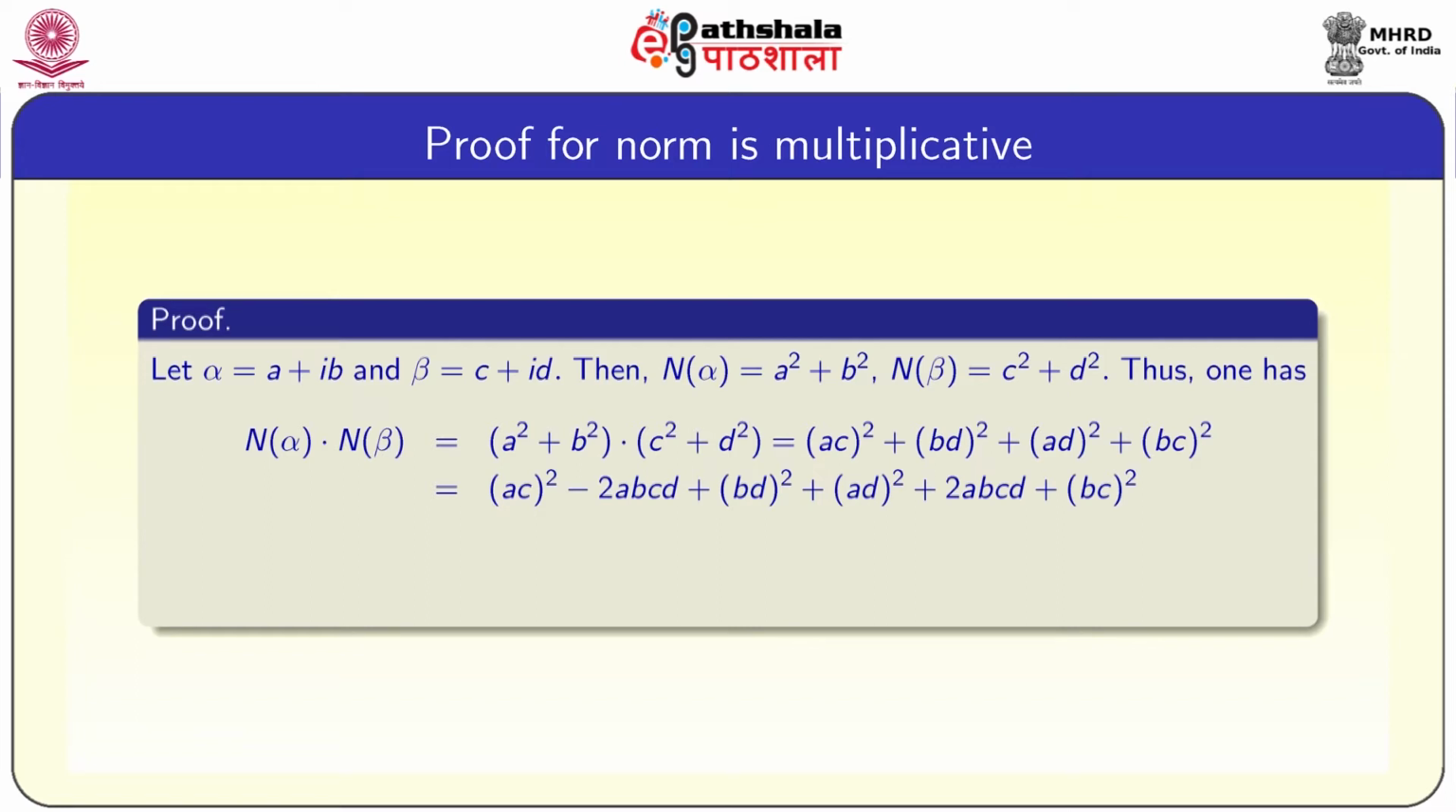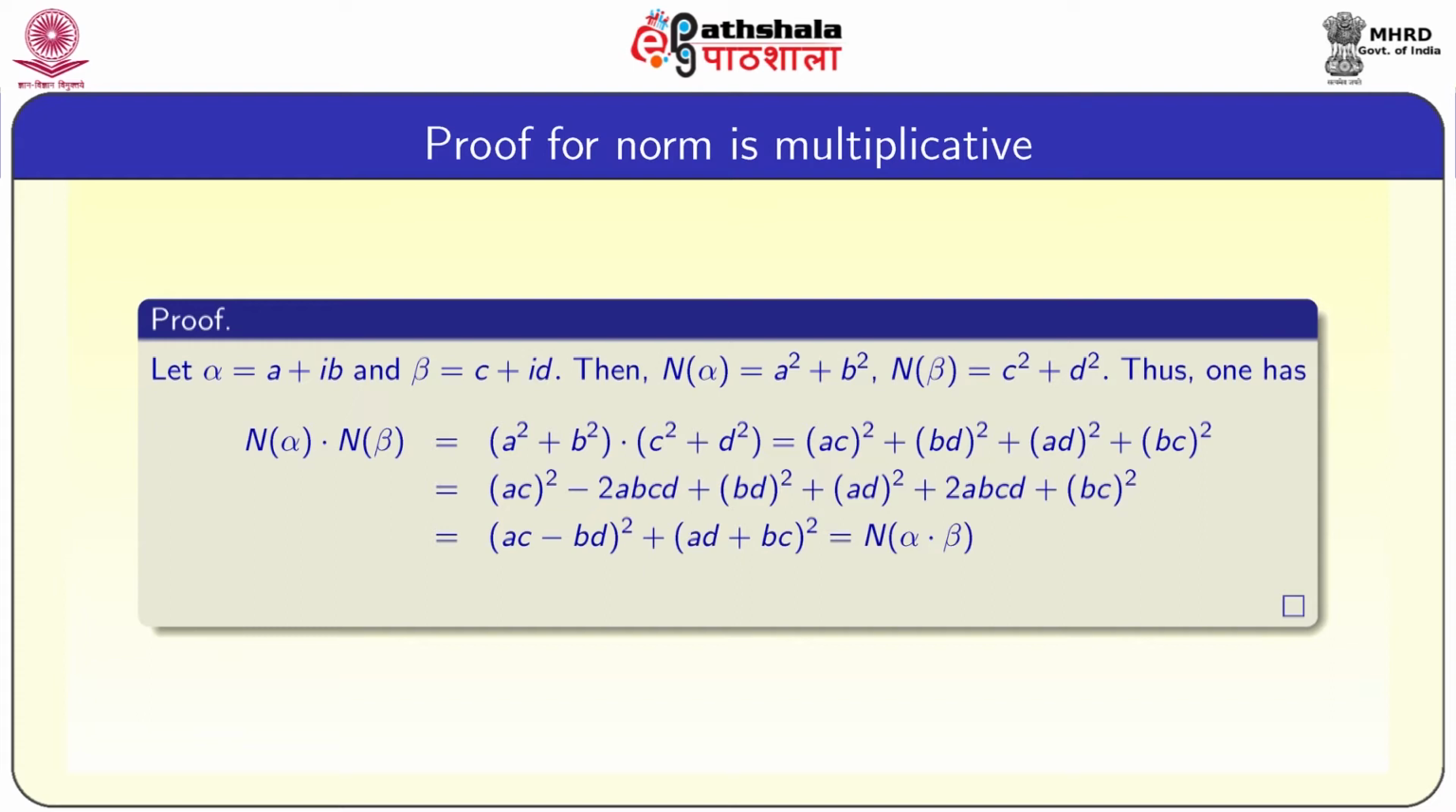By arranging in such a way that ac square minus 2abcd plus bd square plus ad square plus 2abcd plus bc square, we can see that the first 3 terms come out to be (ac minus bd) whole square, and the last 3 terms turn out to be (ad plus bc) whole square. We know that (a plus ib) into (c minus id) equals ac minus bd plus i into (ad plus bc). So, it is exactly the norm of alpha times beta.